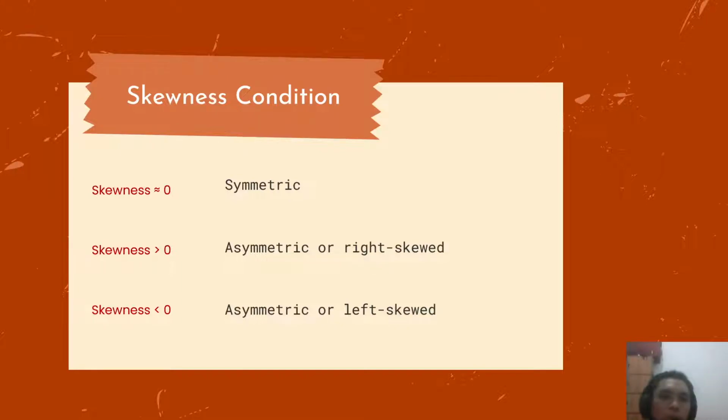And here we're going to talk more about skewness. There are skewness conditions, of which there are 3. The first one is if the skewness is 0 or really close to 0, then it is a symmetric normal distribution, and it will be as close to symmetric as possible. It will look like a perfect bell-shaped normal distribution.